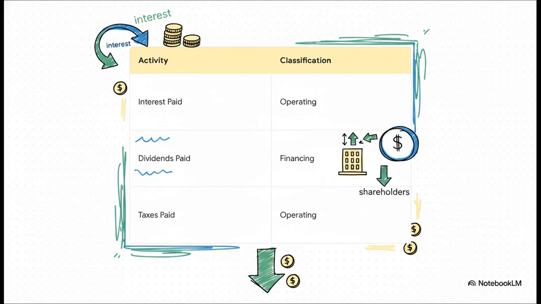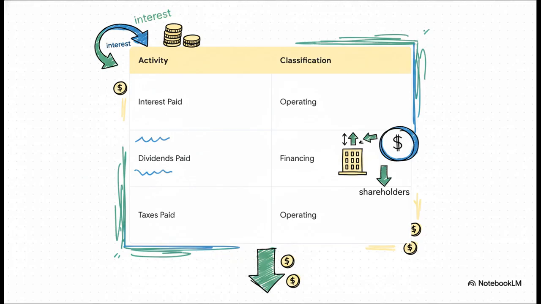And standard setters don't leave much wiggle room here. AASB 107 has very specific rules to keep things consistent. For instance, interest received is generally an operating inflow. But what about dividends paid to shareholders? Well, they famously dictate that dividends paid out must be classified as a financing outflow. Why? Because paying a dividend is literally the cost of obtaining those external equity resources in the first place.